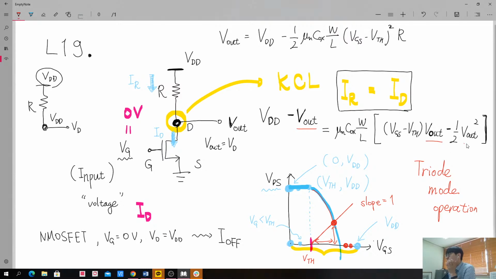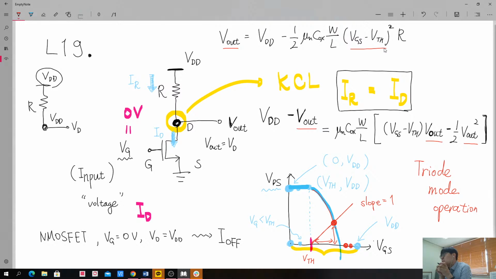Yes, we have a second order polynomial in V out, so we will have different behavior than the previous one. Previously, V out was a second order polynomial of the gate overdrive voltage.